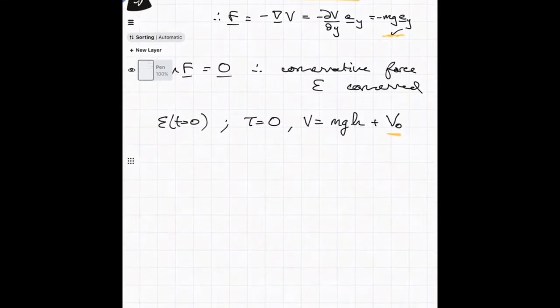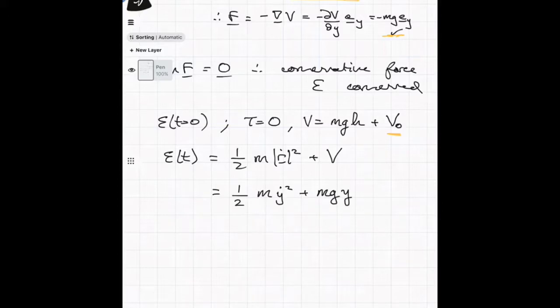Okay, so then we know what the energy is at the initial time. Energy at time t is just going to be a half m times mod r dot squared plus V. But this is essentially a one-dimensional problem. Things are only moving in the y direction, so this is a half m y dot squared plus, and we can put this straight in here, mgy plus V0. So this is energy at time t. Now, because energy is conserved, we know that energy at time t equals 0 is the same as energy at any time t. That's what being conserved means.